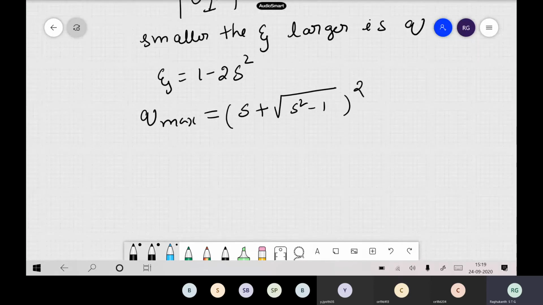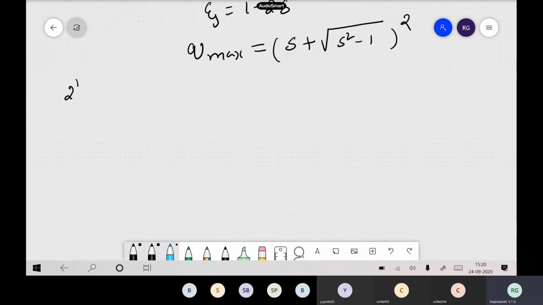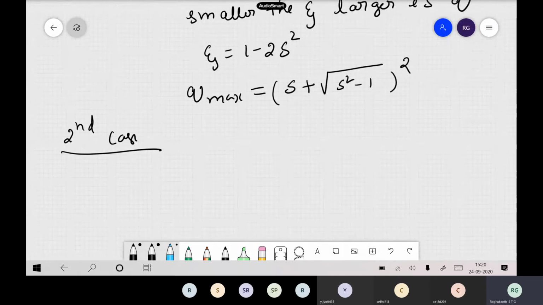So now we can also find out what is the minimum frequency which will be highly unstable. That also can be calculated. So this is one case. Now if you go for the second case, you can derive this. Or here you can say, before we go to this case.